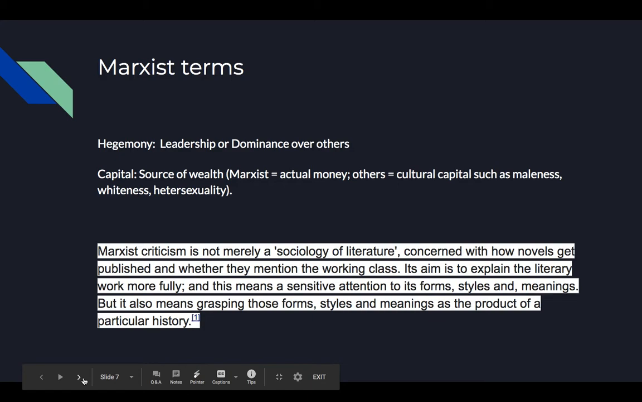So Marxist criticism is not merely a sociology of literature concerned with how the novel gets published and whether they mention the working class. It really aims to explain the literary work more fully. What is it trying to explain about relationships? What is it trying to explain about power? What is it trying to explain about what disempowers some people over others?